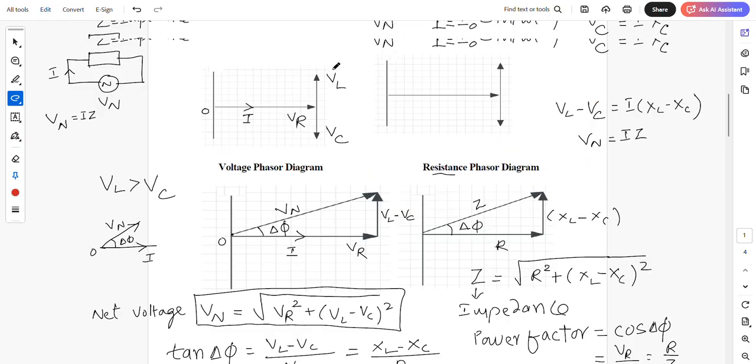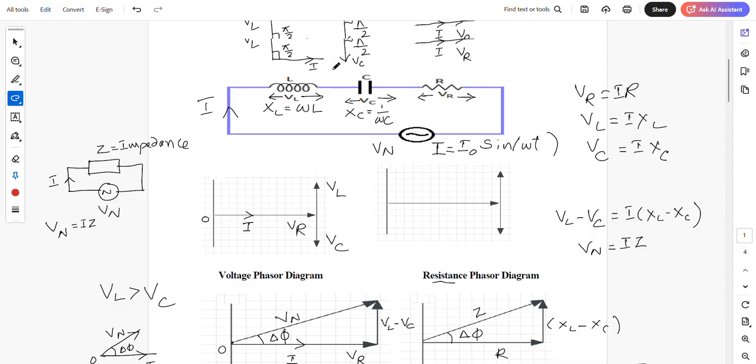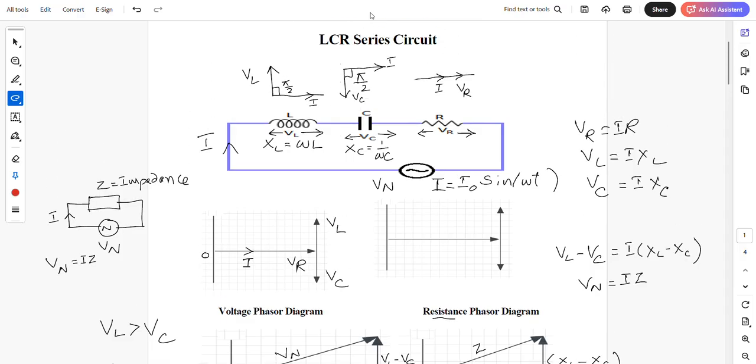Now let us do one sum. I hope you understood. This is the LCR series circuit. I have drawn the circuit diagram. This figure is the circuit diagram. And now these are the what?